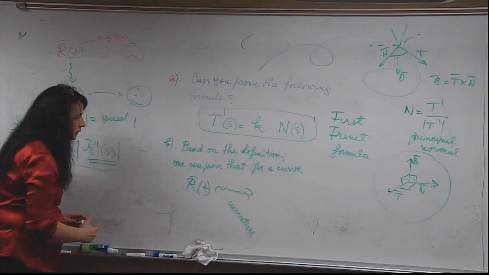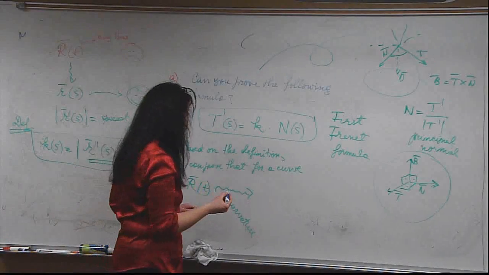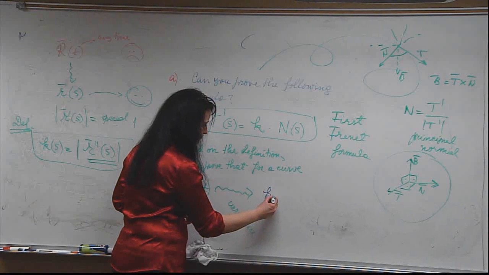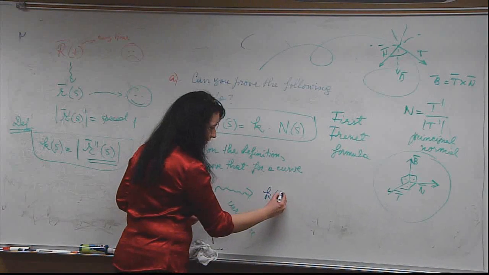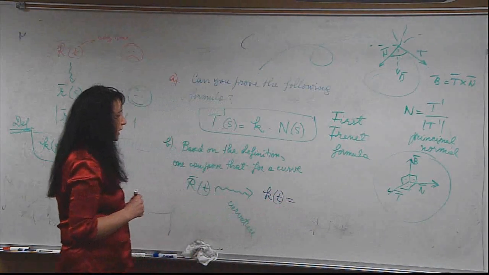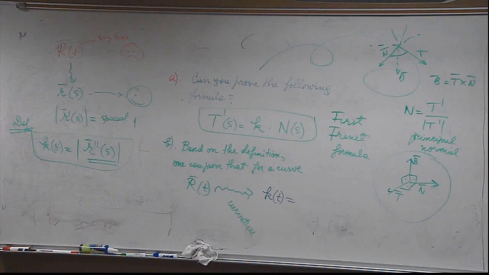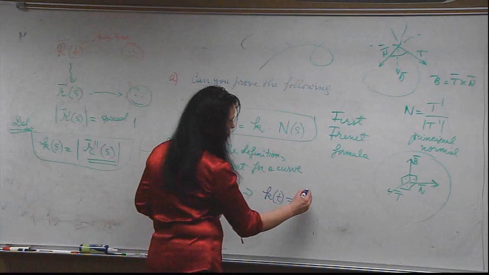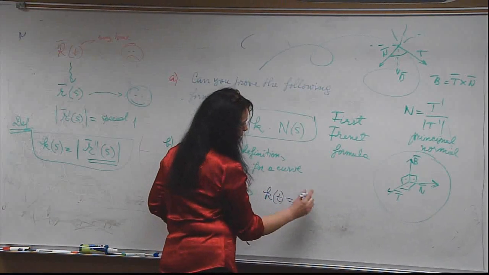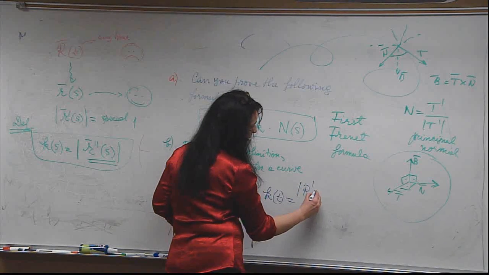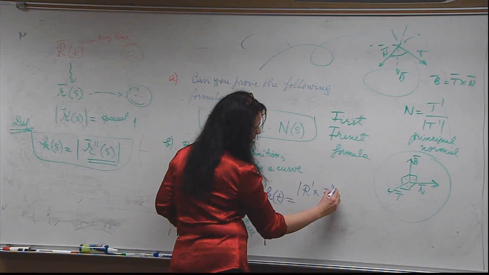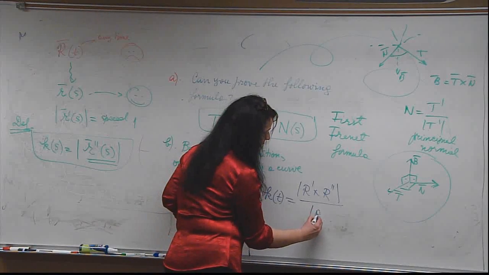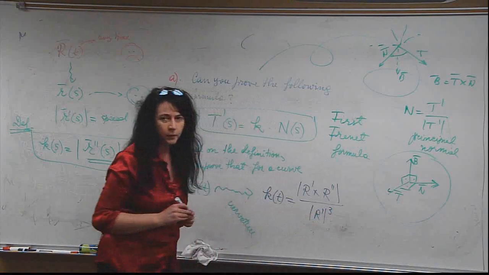I was a freshman, maybe a freshman or a sophomore, I don't remember. When I was asked to memorize that, I did not memorize it. And then when I started working as a faculty member, I saw that I was supposed to ask it from my students. So this is going to be the magnitude of R prime cross product R double prime over the magnitude of R prime cubed. So how am I supposed to remember that?